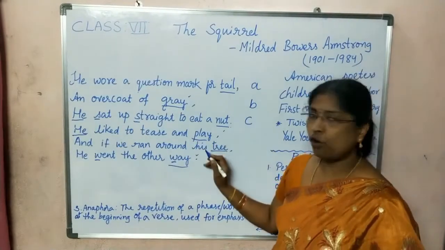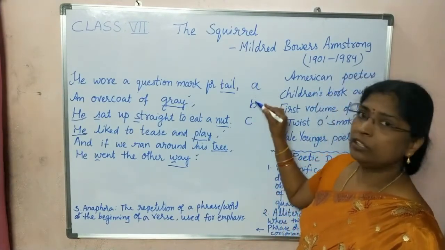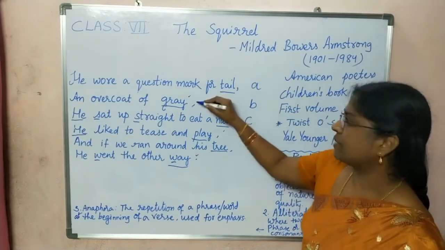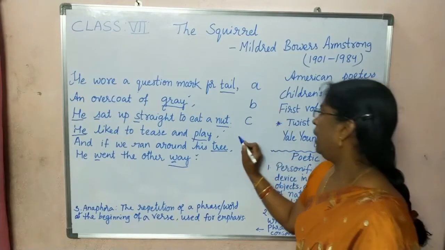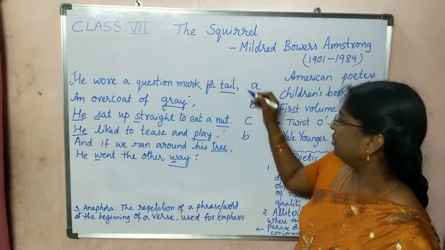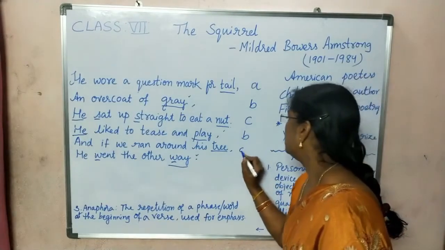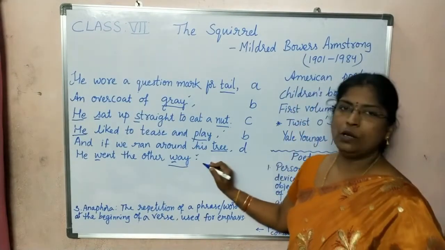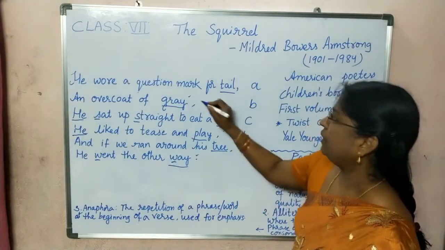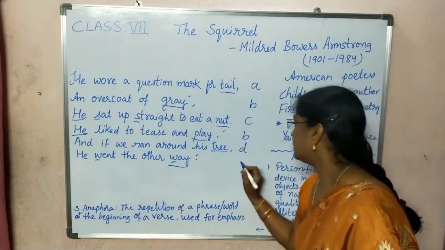Now coming to the fourth line, the last word is play. Is play rhyming with any of the words? Yes, it is rhyming with grey. So which alphabet do we need to take? As it is rhyming with grey, we take the same alphabet, B. Then comes tree. Is tree rhyming with nut, tail, play or grey? No. So we take another alphabet, that is D, after C. Then comes way. Is way rhyming with any other word? Yes, way is rhyming with play and grey. Which alphabet did we write for grey and play? B. So we take the same alphabet, B.